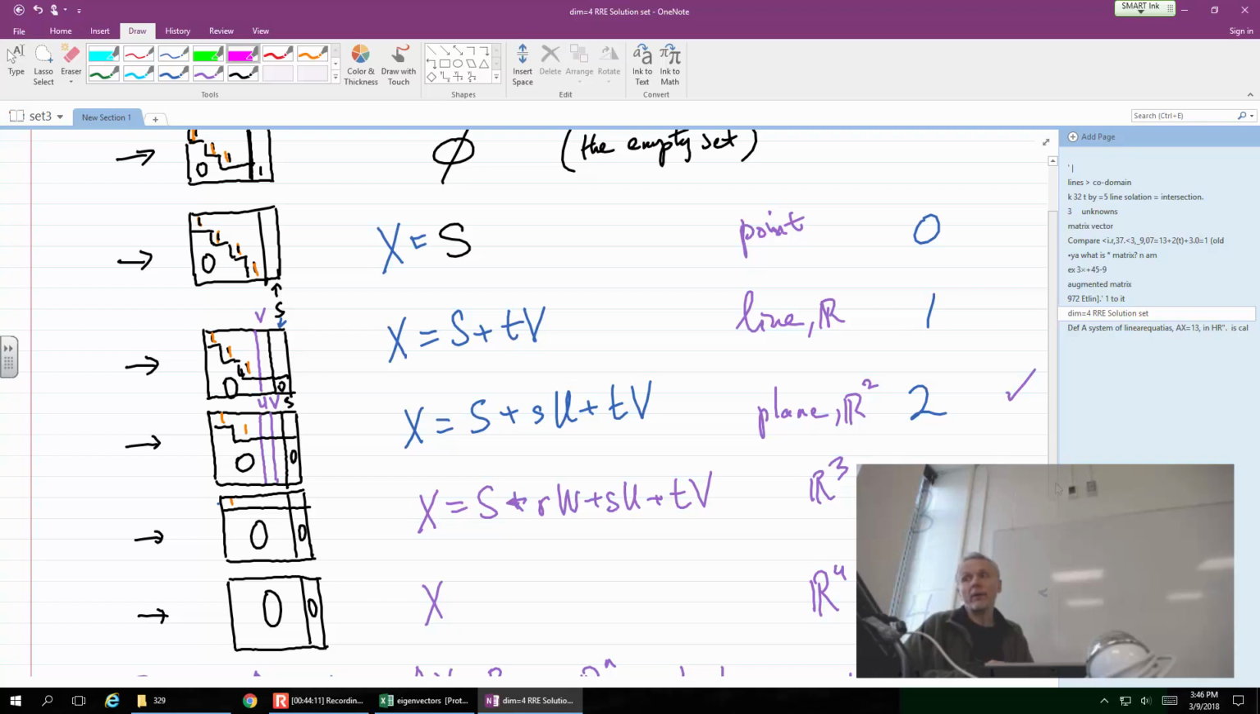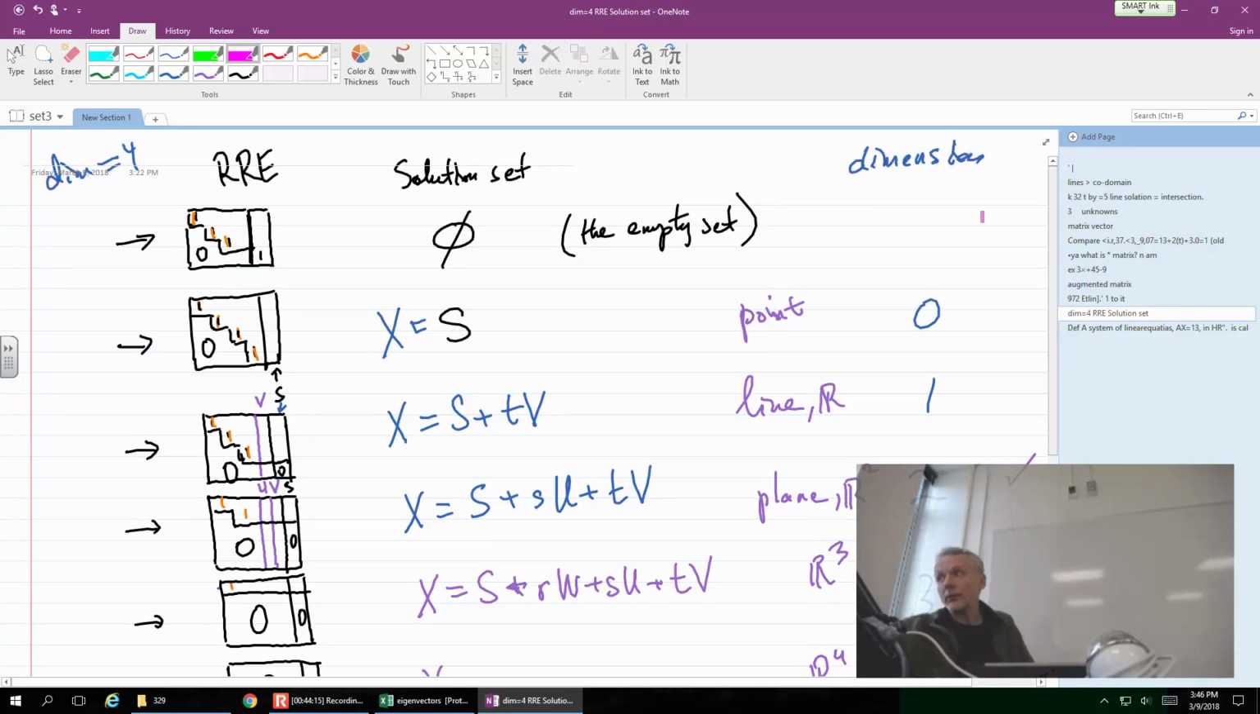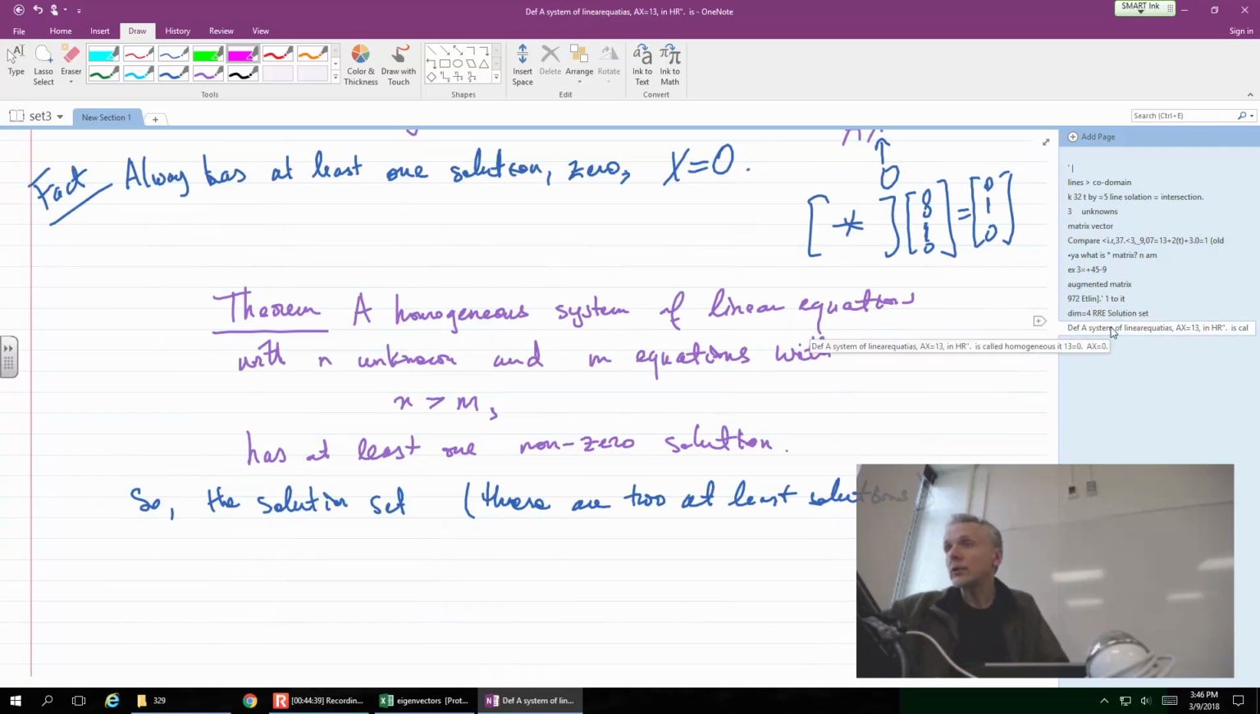So if we have at least 2 values, the first 2 possibilities are out. This one is out because there's at least one solution. This one is also out because we know that there are at least 2. So we are then in one of the situations below. If there are at least 2 solutions, how many are there? Infinitely many. And in fact, you can be specific: the solution set is at least one-dimensional.